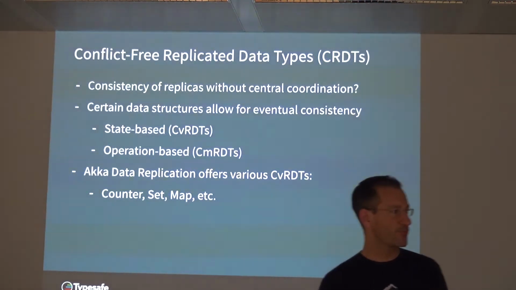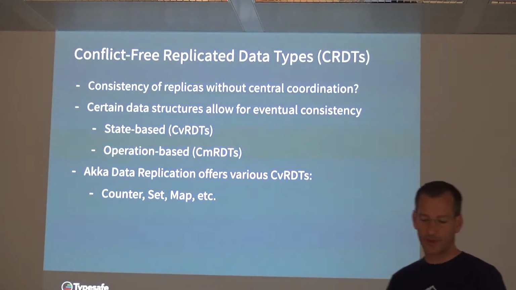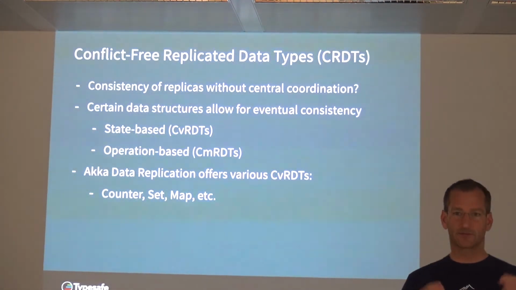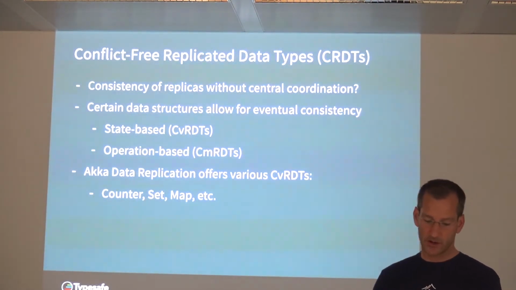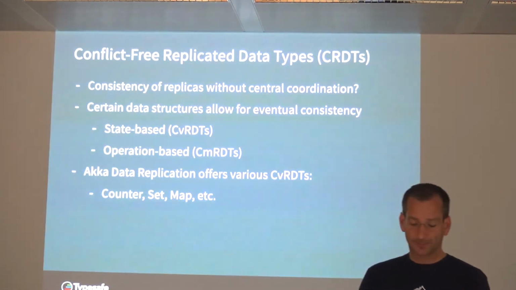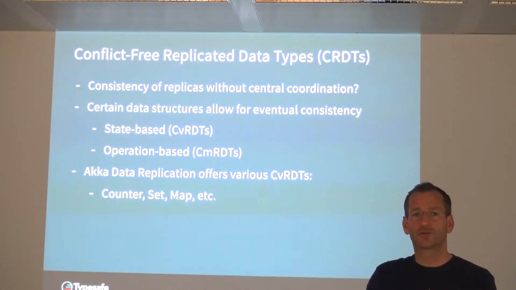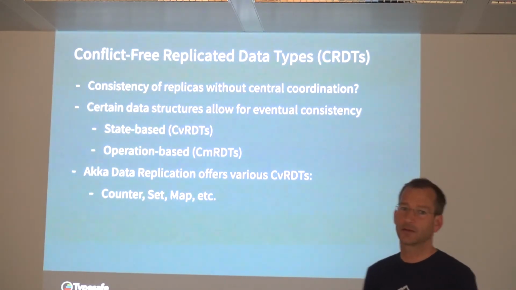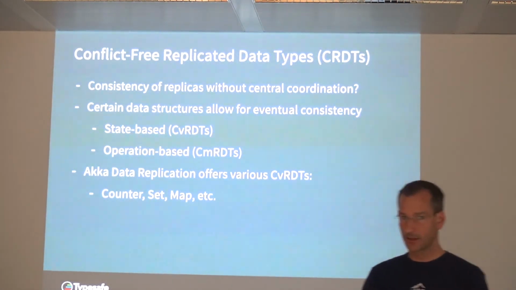It has been proven not that long ago that certain data structures allow for eventual consistency without central coordination. There are two kinds of these. It's called state-based and operation-based. The state-based ones are the ones that are supported by Akka. They are convergent replicated data types. CvRDT is convergent. And they need a merge function. Think of a set. A set is a perfect example for that. A set, let's say a set where you can only add stuff. That's a really simple set, okay?